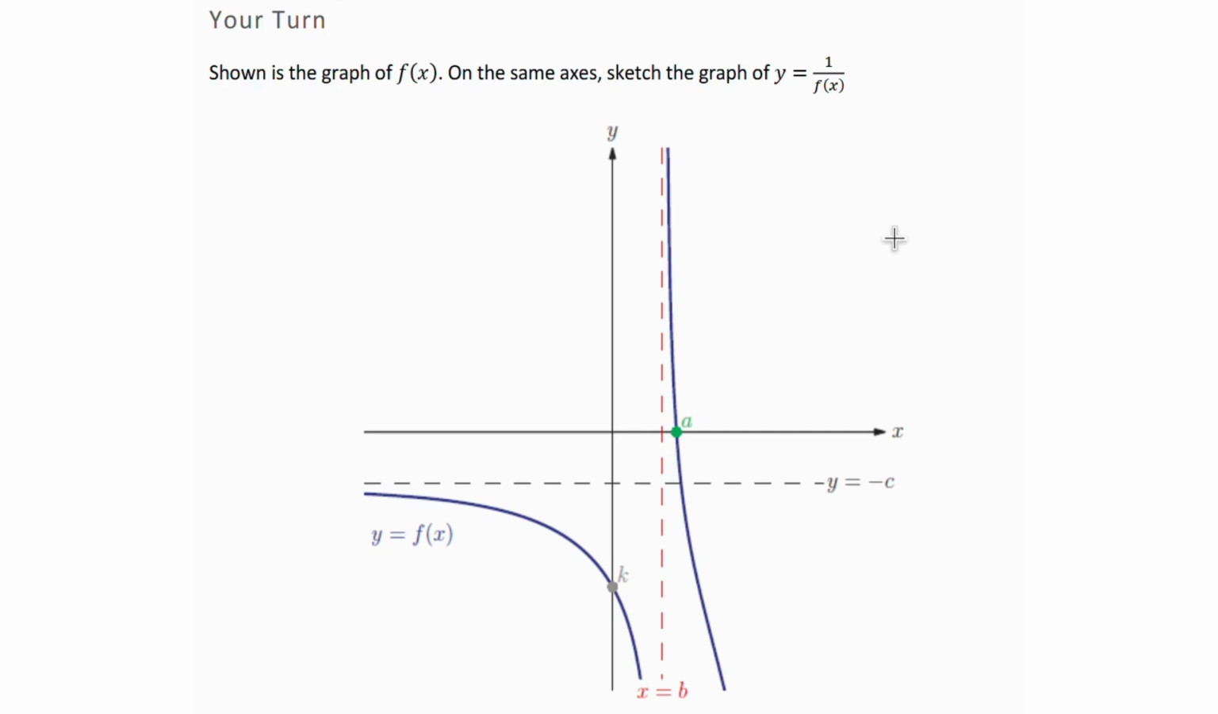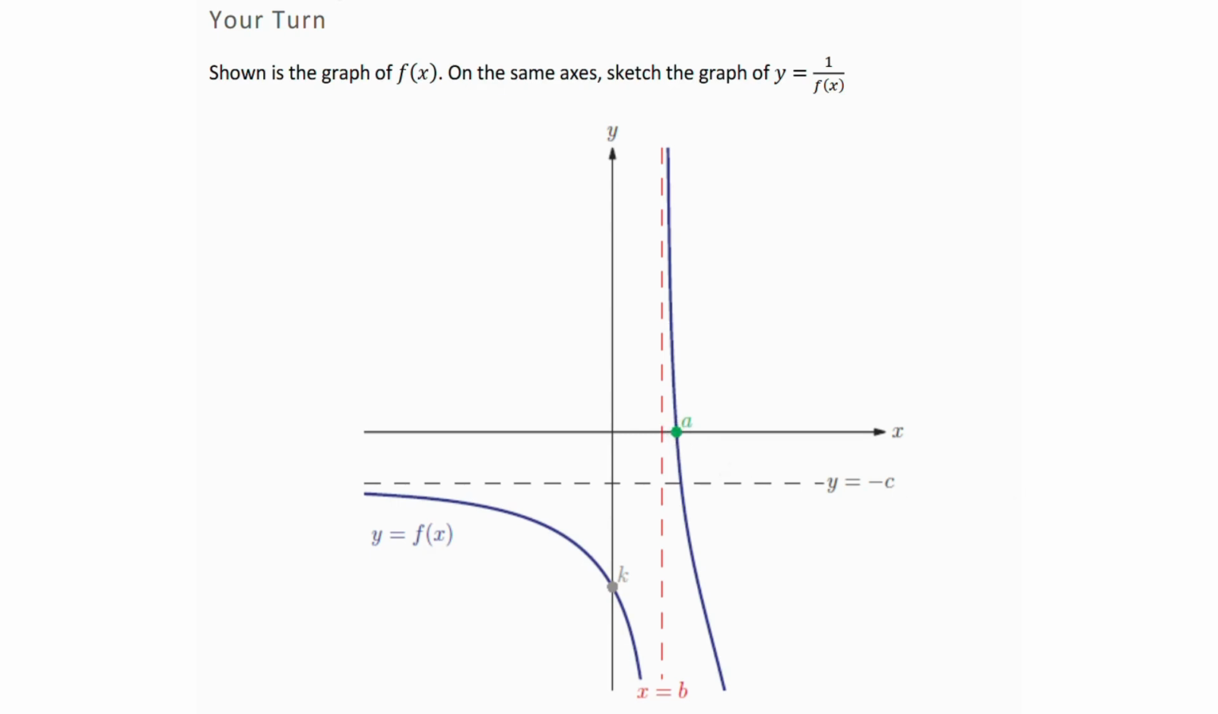Here is the graph of 1 over f of x. We need to draw the graph of the reciprocal, 1 over f of x. So how are we going to do that? Well, there's a lot of bits going on here, so we're going to take it one step at a time. Let's first of all look at those roots.